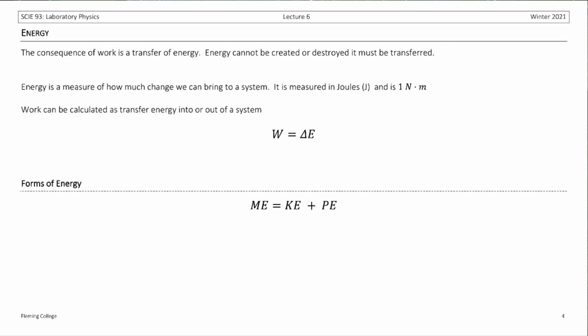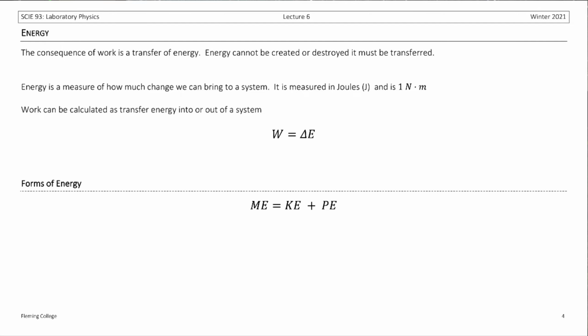We should consider work as a transfer of energy. In that sense, we need to think of energy as its own concept. Energy is described in your textbook as a form of currency. More specifically, energy is a way that accounts for how much motion we can have. It's important to understand that energy cannot be created or destroyed, it must be transferred.